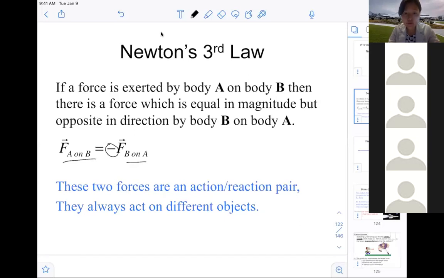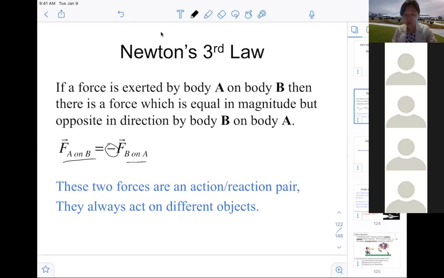Notice that these two forces are called an action-reaction pair, but they always act on different objects. It's not on the same object. The force I push to the wall is acting on the wall, and the force from the wall pushed back at me is acting on me. So these are talking about a pair on different objects. They're not going to appear on the same free body diagram because they are on different objects.